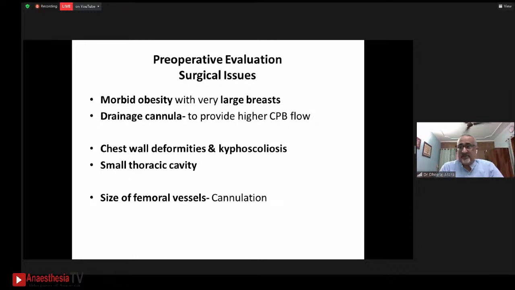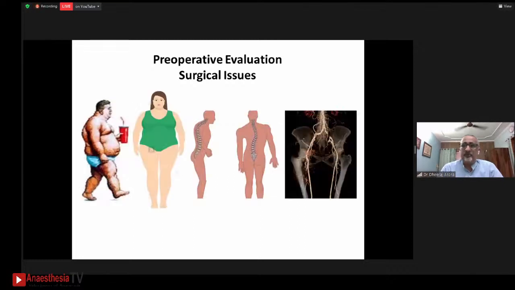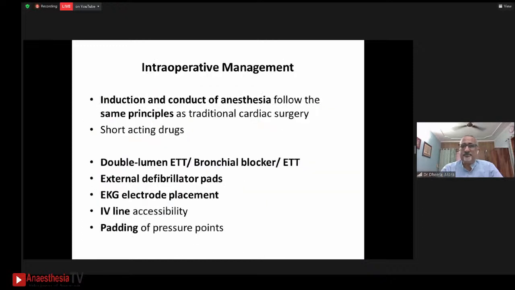And particularly the surgical issues are there, like morbid obesity with large breasts, particularly in female patients, because we have to use high flow in these patients, particularly on bypass. Then chest wall deformities have already been discussed, and size of femoral vessels for cannulation is also important. So in patients like morbidly obese patients, female patients with large breasts, kyphosis or scoliosis, or peripheral vascular disease, we should avoid doing minimal access mitral valve surgery or tricuspid surgery, or any minimally invasive surgery.